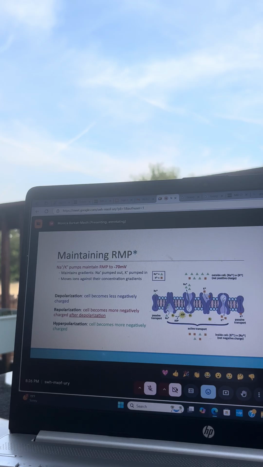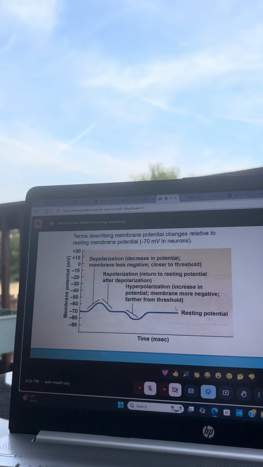Know the three definitions. What is depolarization? Here, we are at resting membrane potential minus 70. This is for a neuron. Depolarization is when the inside of the neuron starts becoming positive. It starts going towards the positive side. You see that this is the positive side. That is depolarization.